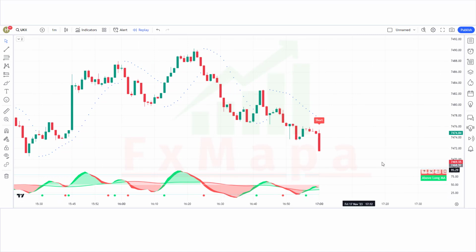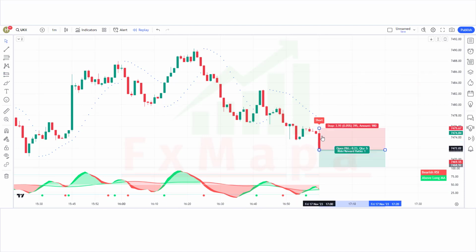We have got the signal. Here the Relative Andean Scalping indicator has given us a sell signal. The market has made a bearish candle to give confirmation. The scalping and swing indicator's long MA line should be below the 50 level.